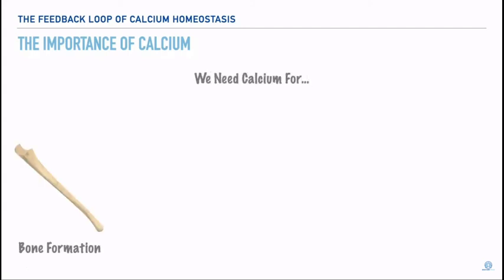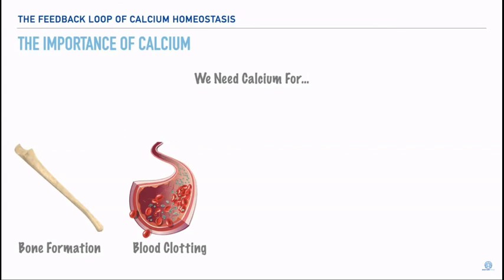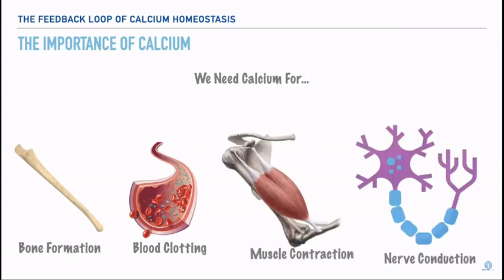Calcium is the most abundant mineral in the body, and because it's the most abundant mineral, it has extreme significance. In fact, we need calcium for things such as bone formation, blood clotting, muscle contractions, and nerve conduction. And because we have such a great need for calcium, our body utilizes a feedback loop to help us fend off periods when blood calcium may be too high, and we call that hypercalcemia, and when blood calcium levels may be too low, and we call that hypocalcemia.